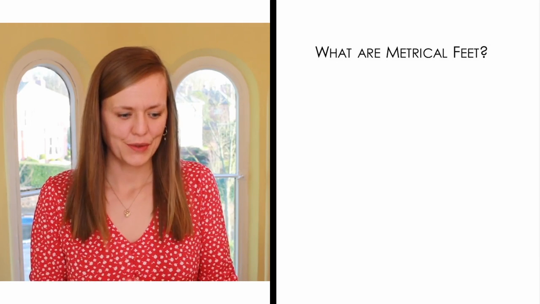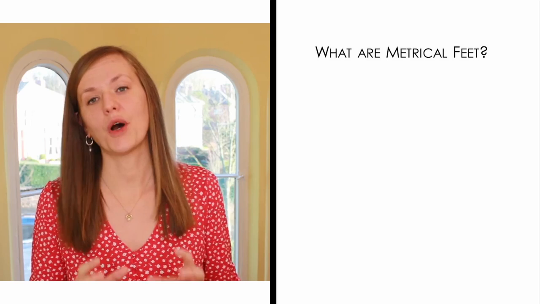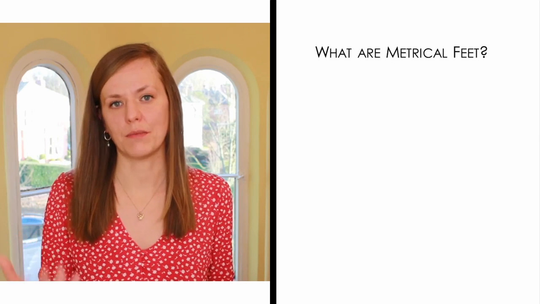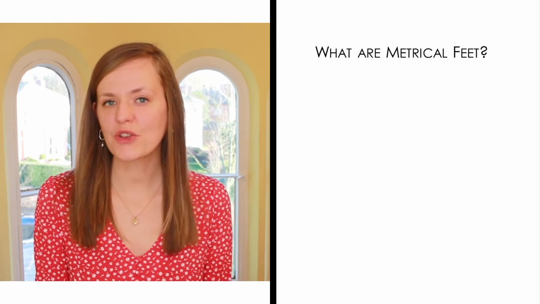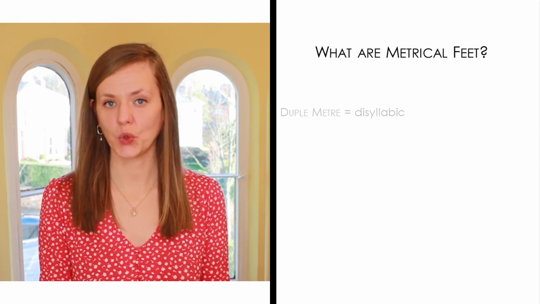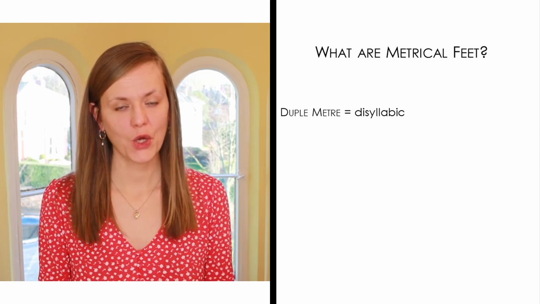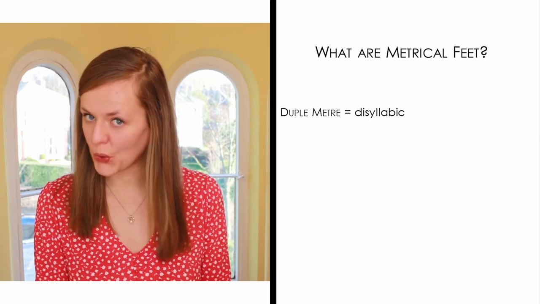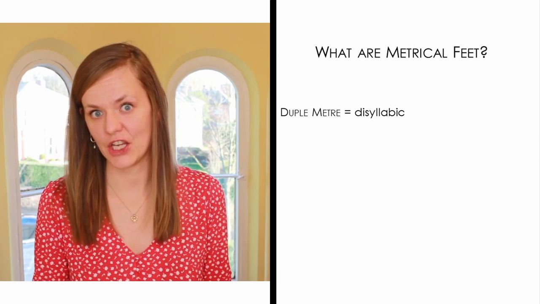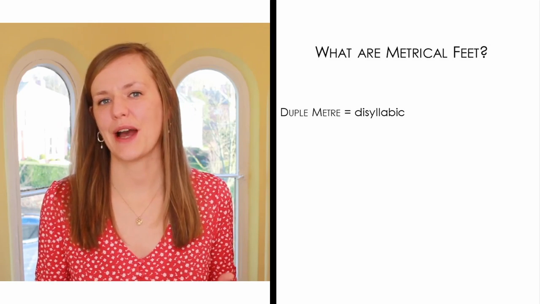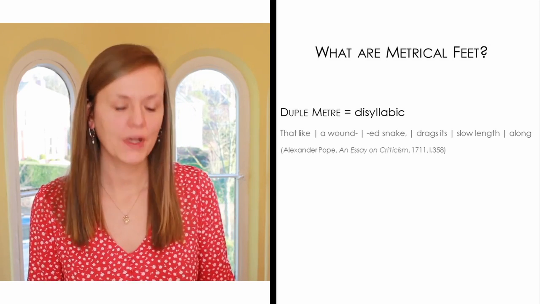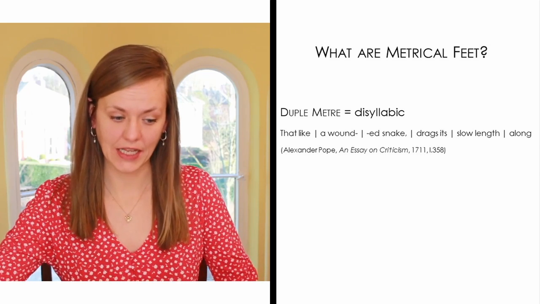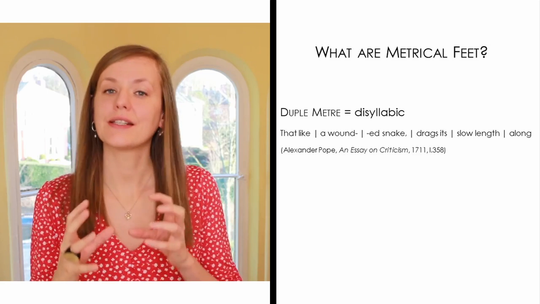Likewise, metrical feet can be made up of different numbers of syllables or beats within one metrical foot. The most common form of metrical foot in English poetry is called duple meter, which is disyllabic, meaning that it is composed of two syllables or beats in each metrical foot. So going back to our examples from earlier, if we look at the Pope, "That like a wounded snake drags its slow length along," this is in duple meter.